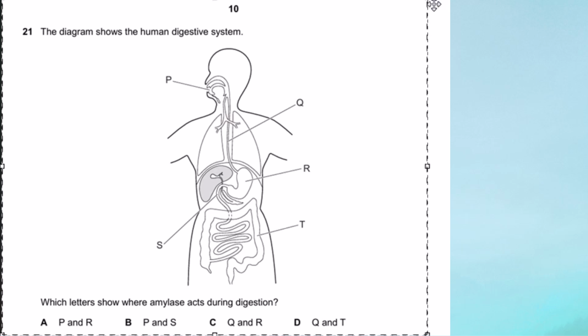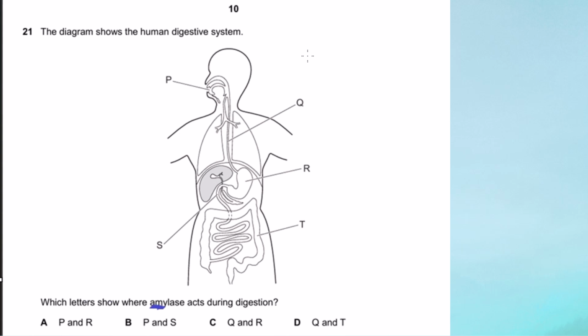So here we have a diagram of the human digestive system. And we are asked, where does amylase act during digestion? Amylase breaks down starch from large molecules to small molecules, and it starts working already in our mouth. So we need to start here.